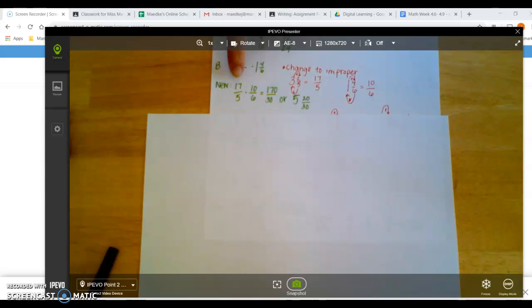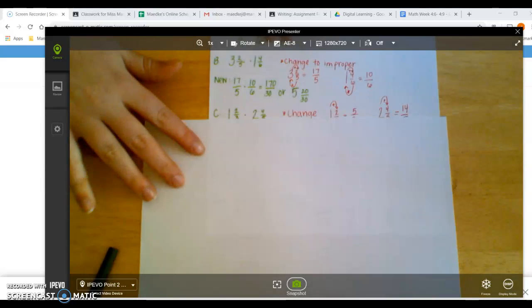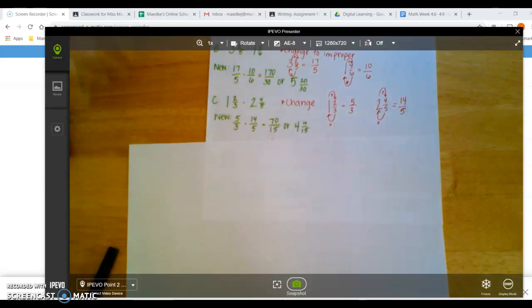I can multiply 17 times 10 to get 170 and 6 times 5 to give me 30. We know that number is an improper fraction because our numerator is bigger than our denominator. So you can leave it as 170 over 30, or you can switch it back into a mixed number where you get 5 and 20/30ths left over. Okay, let's look at another one.